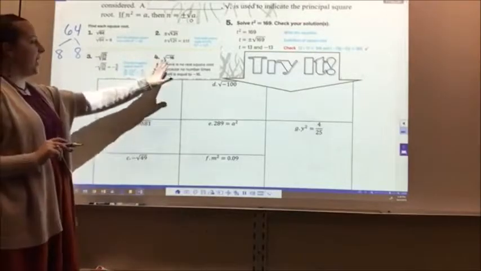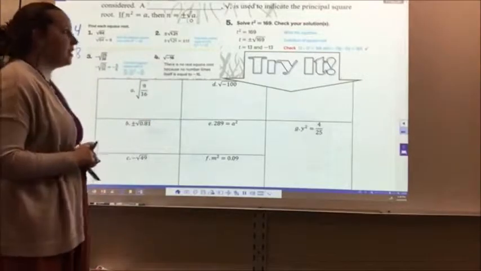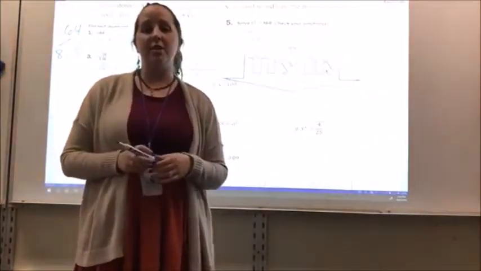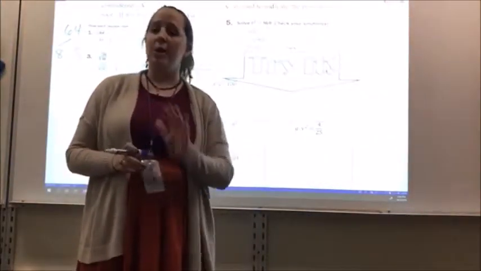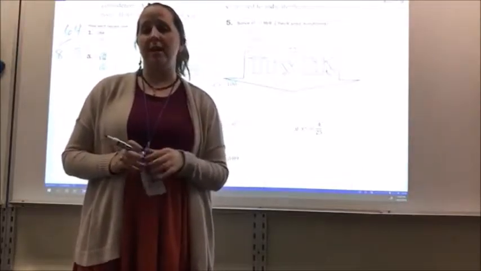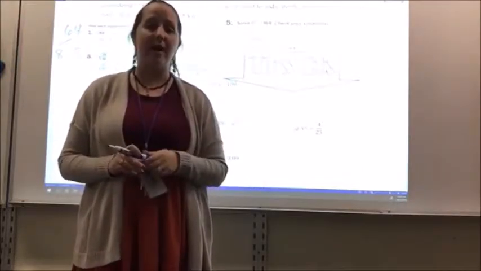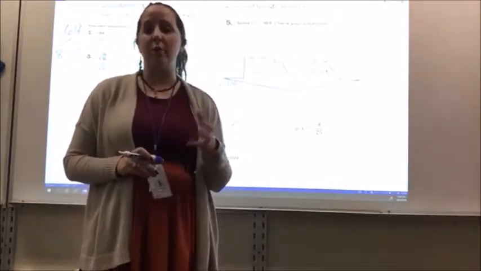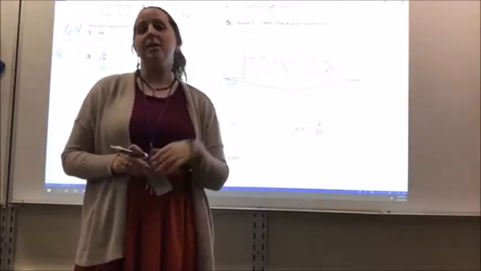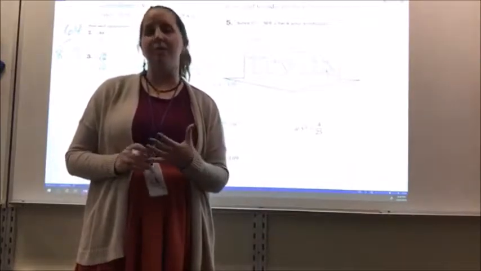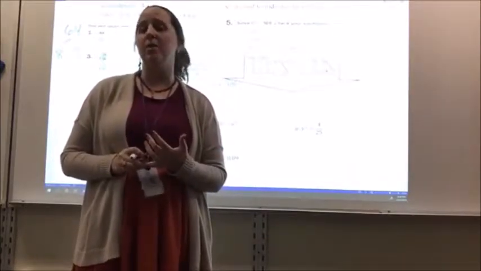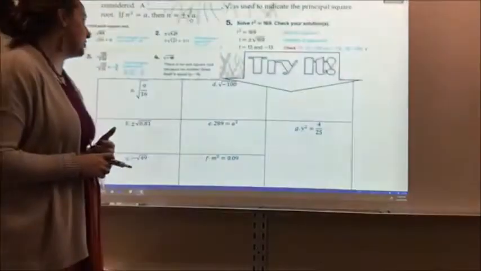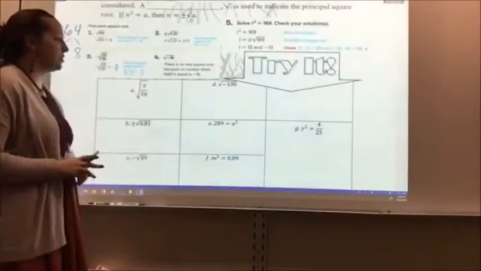For number 4, I have the square root of negative 16. There actually is no real solution to this. It deals with imaginary numbers. We're not going to get into that. You won't get into that until later math classes. So if the negative is inside the square root or the radical symbol, it means that there is no real number. Okay, so number 4 has no real solution.